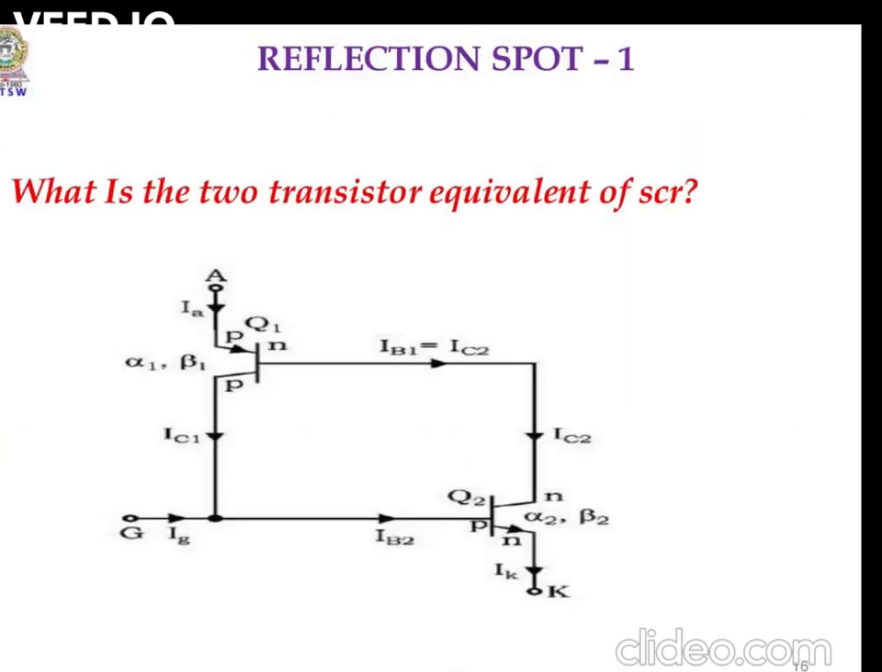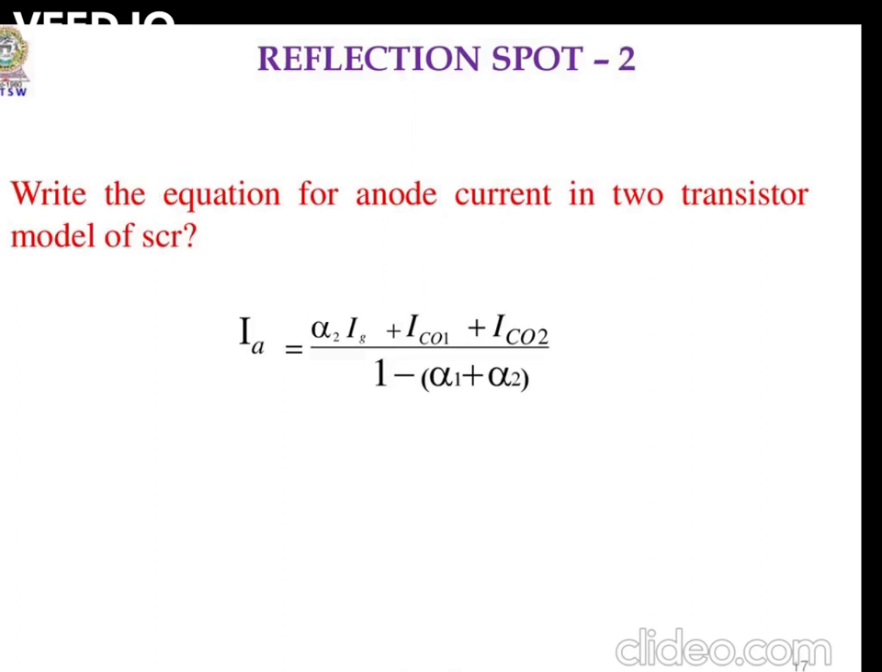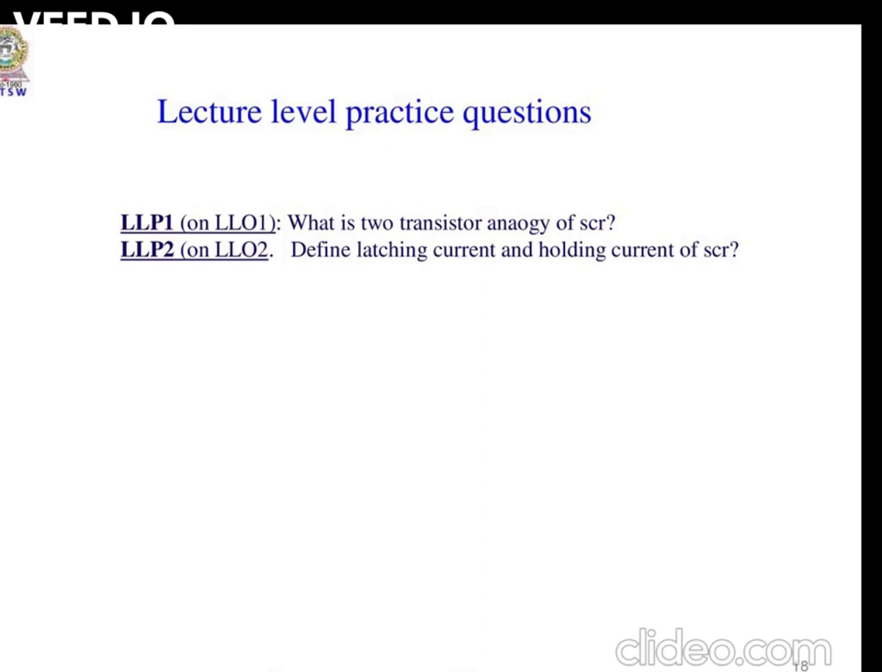Coming to the reflection part, consider the equivalent circuit diagram of the two transistor analogy, which represents two transistors Q1 and Q2. One is a PNP transistor and one is an NPN transistor. Two currents flow, IC1 and IC2. From this we can simplify the gate current formula. The final equation is IA equals (alpha2 IG plus ICO1 plus ICO2) divided by (1 minus (alpha1 plus alpha2)). Here IA is the anode current, alpha2 is the current gain of transistor 2, IG is the gate current, ICO1 is the collector current of the first transistor and ICO2 that of the second transistor.